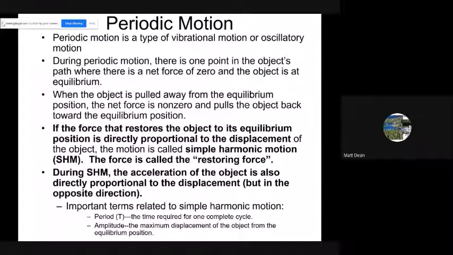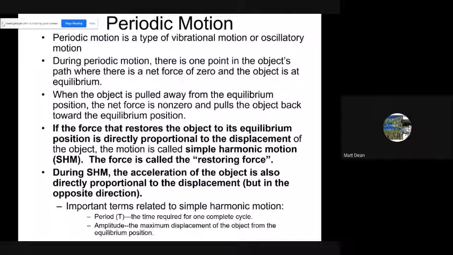During this type of motion, periodic motion, there's one point in the object's path where there's a net force of 0, and therefore an acceleration of 0. That's equilibrium. That's called the equilibrium position. When the object is pulled away from that equilibrium position in either direction, there's a net force that's not 0. And that net force always pulls or pushes the object back toward the equilibrium position. It accelerates it back toward the equilibrium position.